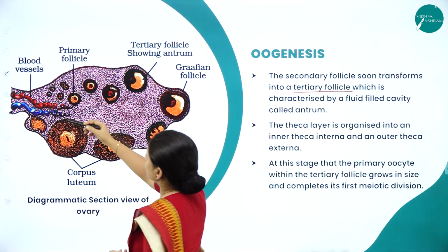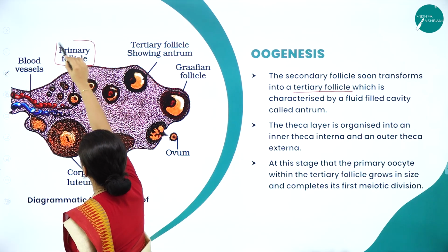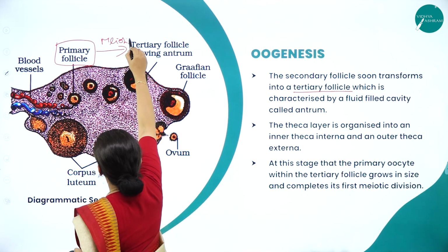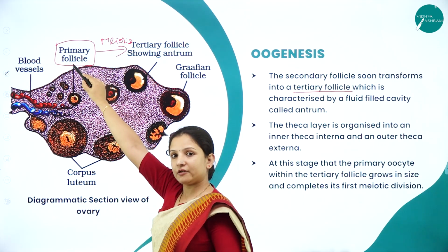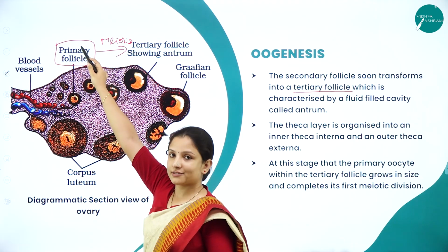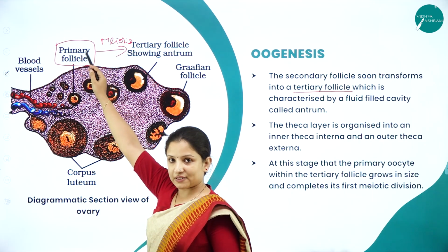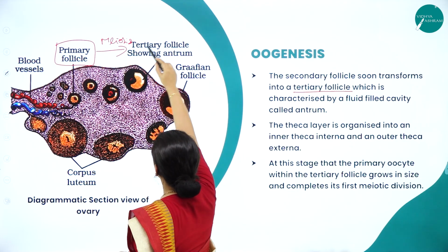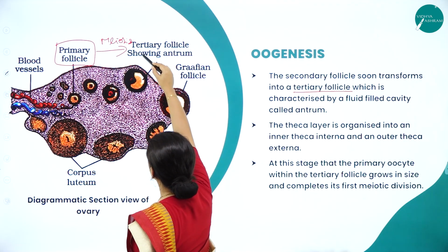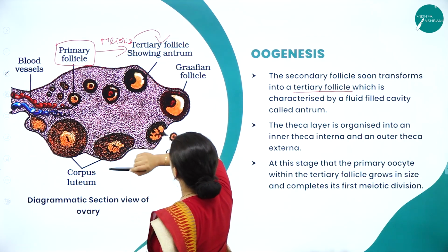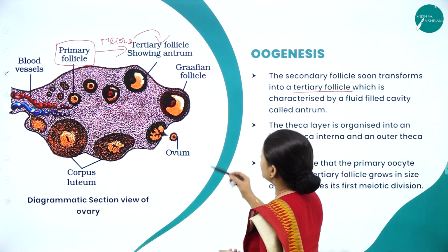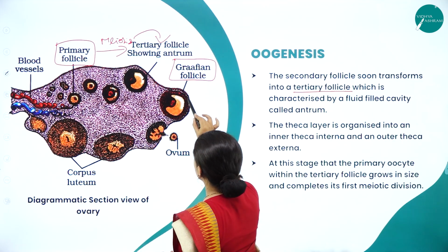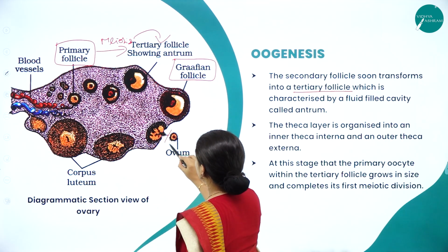If you can see here, there is the primary follicle. The primary follicle will undergo meiosis. From where did the primary follicle come? The primary oocyte got surrounded by the granulosa cells to form primary follicles. Now, they will form into the secondary follicle, then into the tertiary follicle, and from the tertiary follicle they mature to form the Graafian follicle. So this Graafian follicle later gets converted into the ova and they are released.